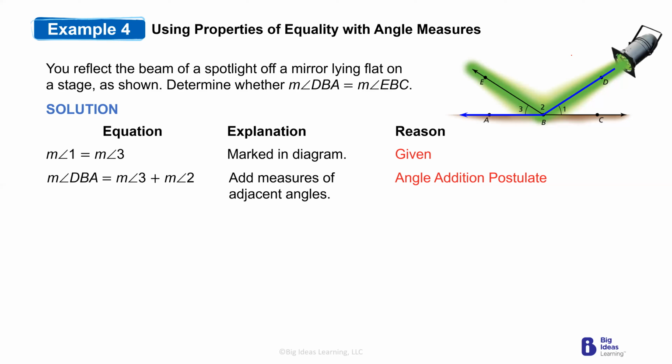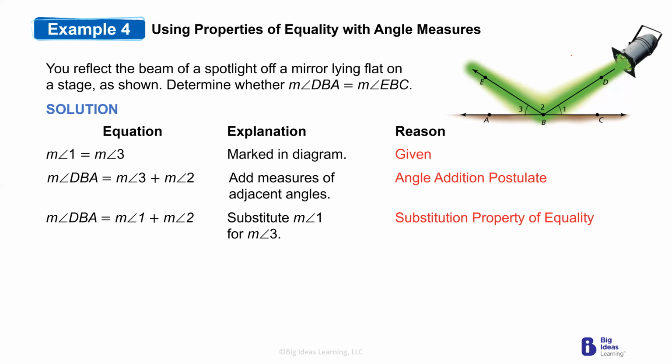All right. On the next line. So now, look down at the next statement that you have on there. It says measure angle DBA is equal to measure angle 1 plus measure angle 2. What changed? What changed in that statement? Look at your paper. Don't look here. What changed from line 2 to line 3? Measure angle 3 turned into measure angle 1. How did we do that? Well, substitution. They told us that they're equal up here, so we're able to use substitution to replace that value.